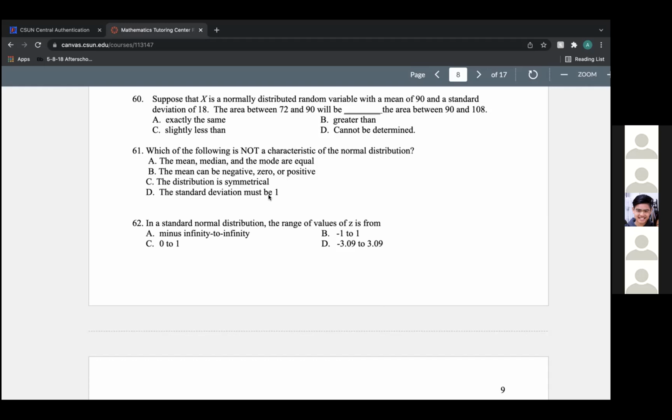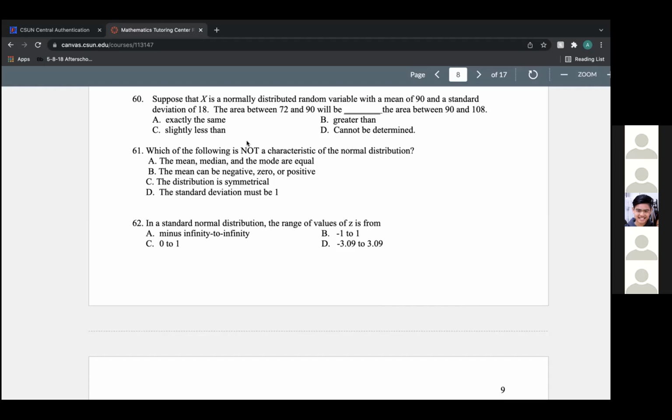61. Which of the following is not a characteristic of the normal? A, the mean, median, mode are all equal. That is correct. It's symmetric and it's peaked. The mean can be negative, zero, or positive. Is that true? Yeah, sure. It can be anything it wants. The distribution is symmetrical. That is true as well. And the standard deviation must be one. Is that true? No, that's true for the standard normal distribution, the one that we use the most, but it's not true in general. So the answer is D.